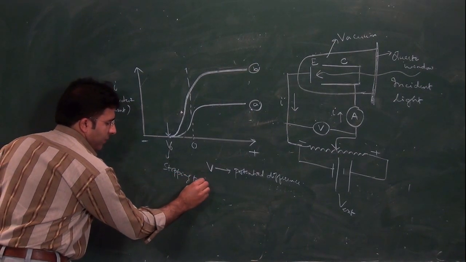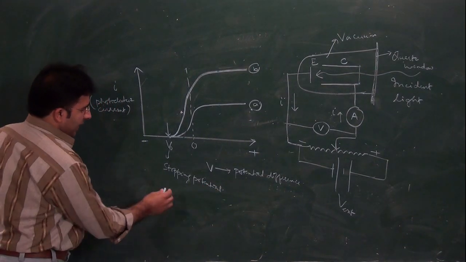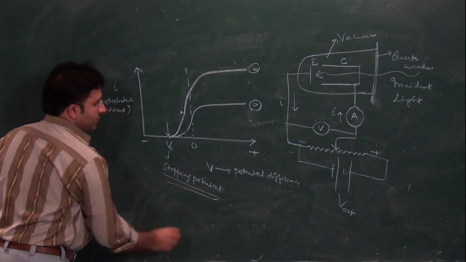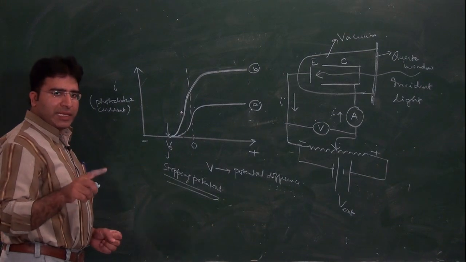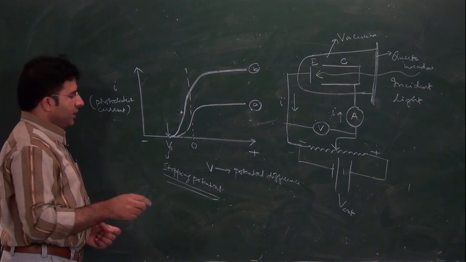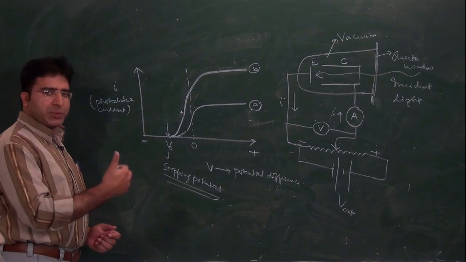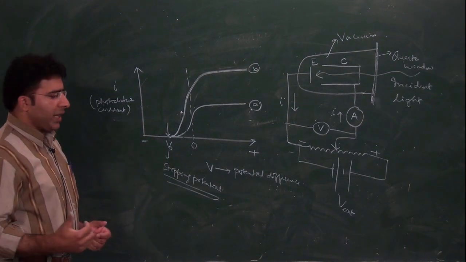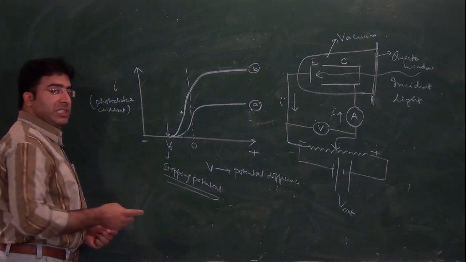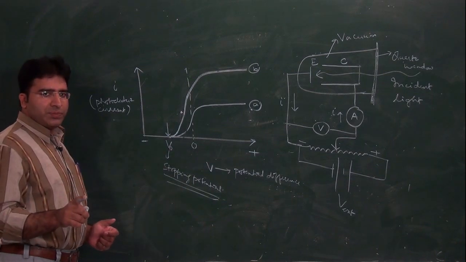Now, what is this stopping potential and how do we define it? We can define the stopping potential as the minimum negative voltage applied across emitter and collector at which the photoelectric current drops to 0. That means at all negative values of voltage greater than or equal to the stopping potential, the photoelectric current will be 0.